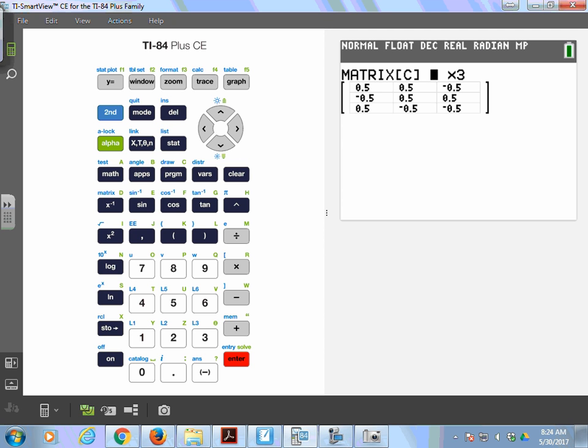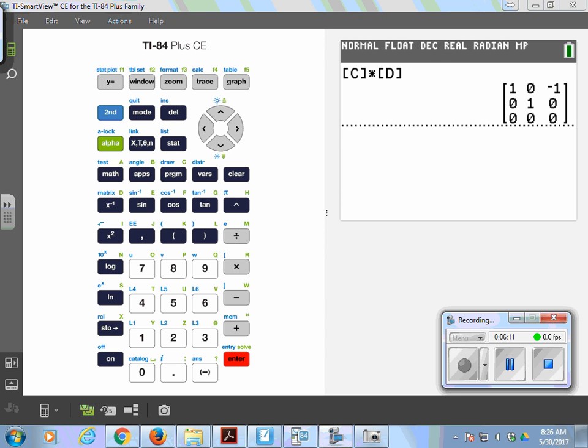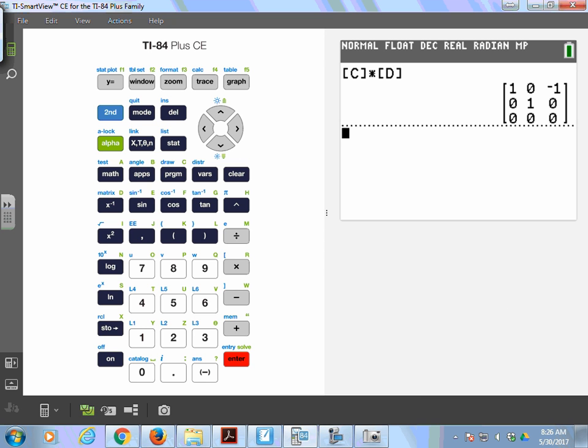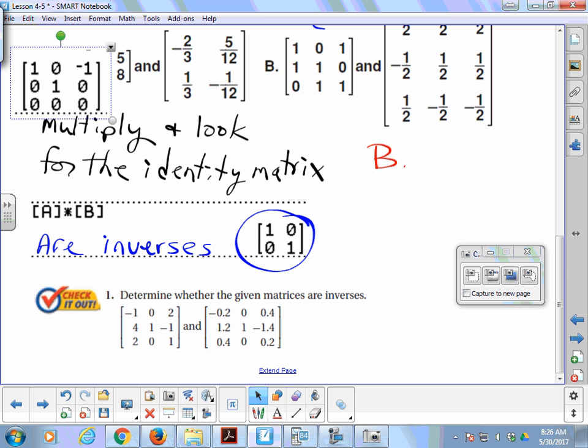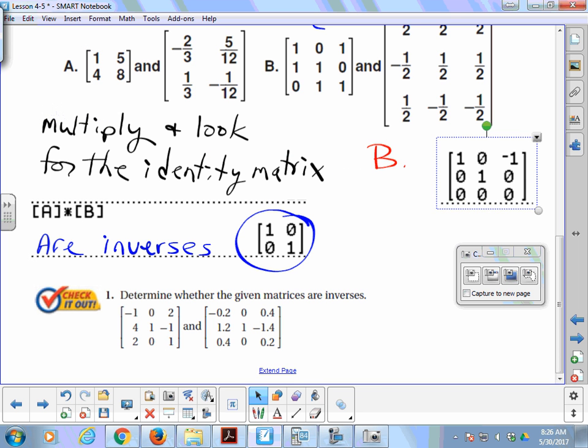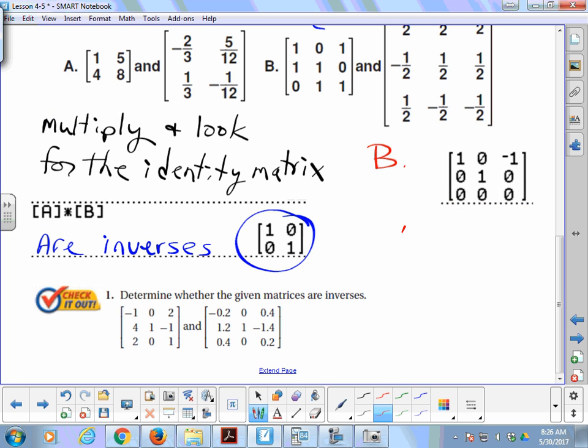All right, so I made a mistake. Hold on. Okay, so when I multiply C and D together, then we get this matrix here. Since it's not ones on the diagonal, we can say that these two matrices for B are not inverses, because we don't get that identity matrix.